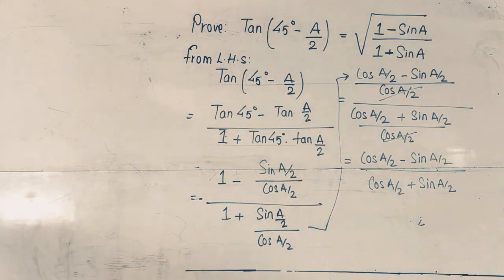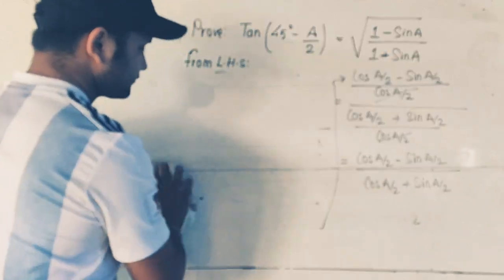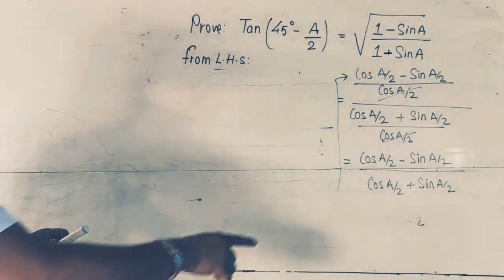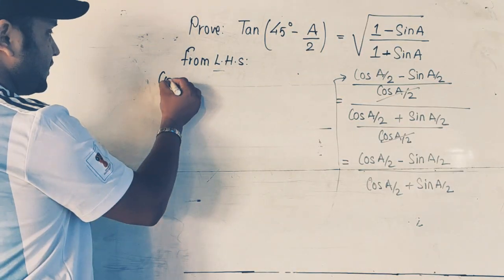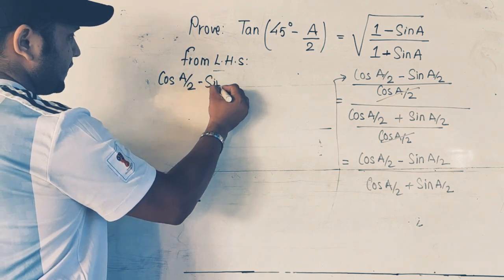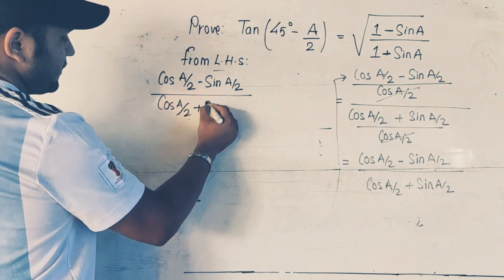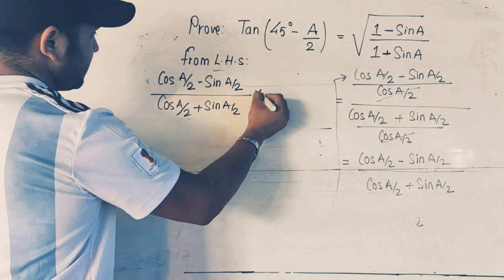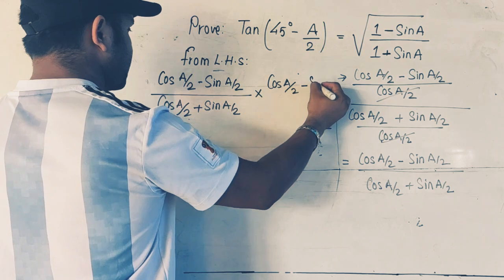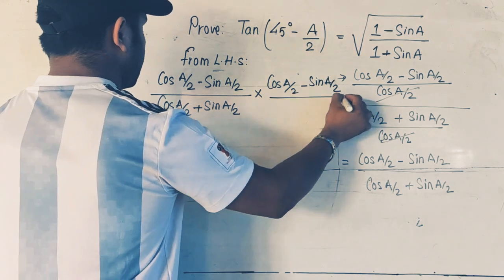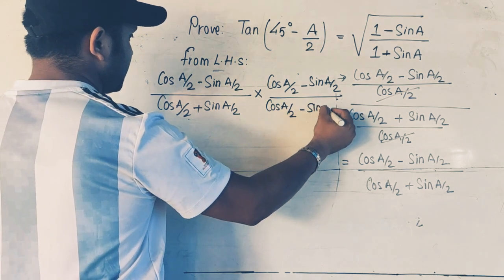Now after this we'll rationalize the denominator. So we have cos A/2 minus sin A/2 by cos A/2 plus sin A/2. Now when we rationalize it, we need to multiply the numerator and the denominator by cos A/2 minus sin A/2. We have plus in the denominator, so you have to multiply both numerator and denominator by minus. So this is the process of rationalizing.